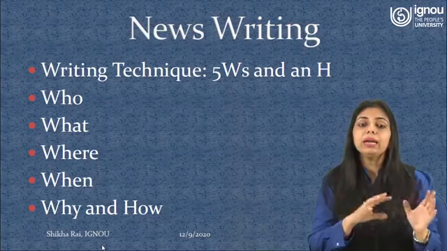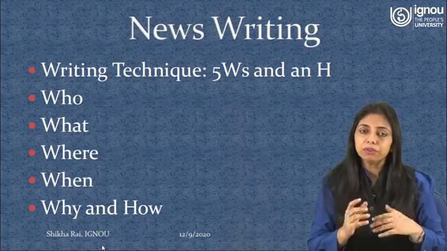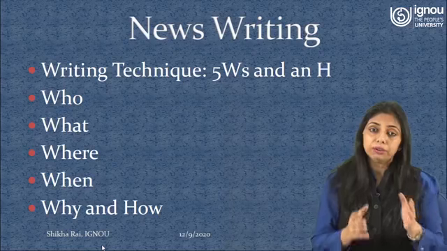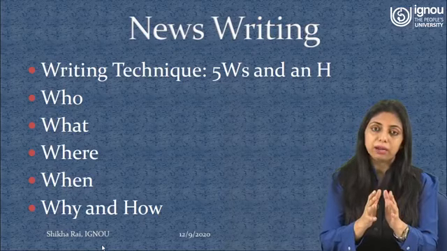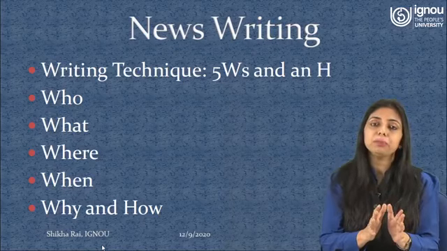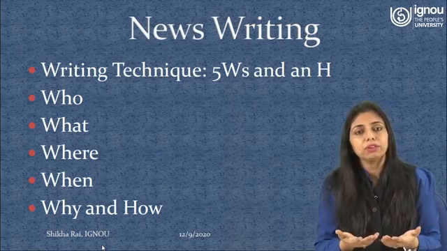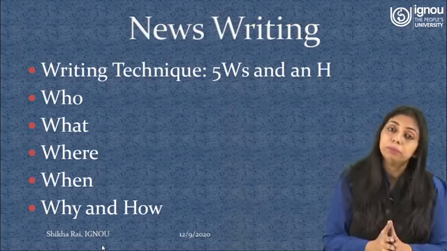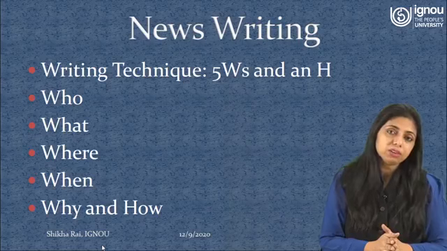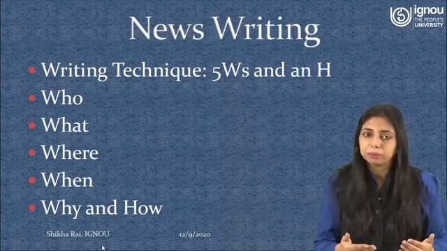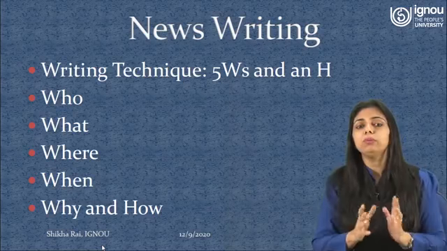Why and how are two factors. When we're discussing them, we're actually getting into the interpretation of an event. If something has taken place in a certain manner, why it has happened in a certain manner, how it has taken place in that kind of circumstance, and what could have been done to prevent this, or what could be done in future to see to it that such events don't get repeated. So those are the 5 W's and an H.